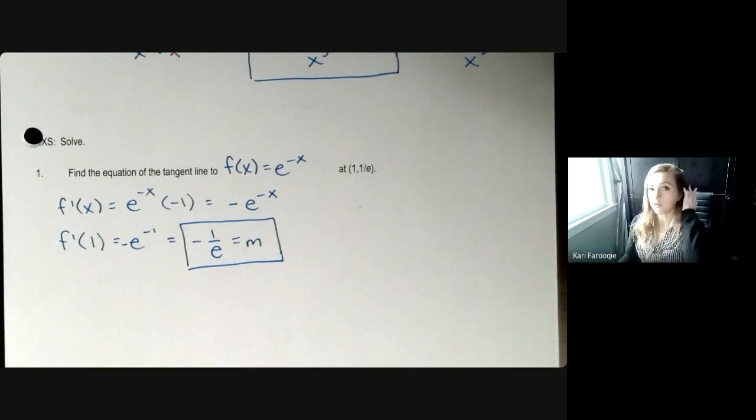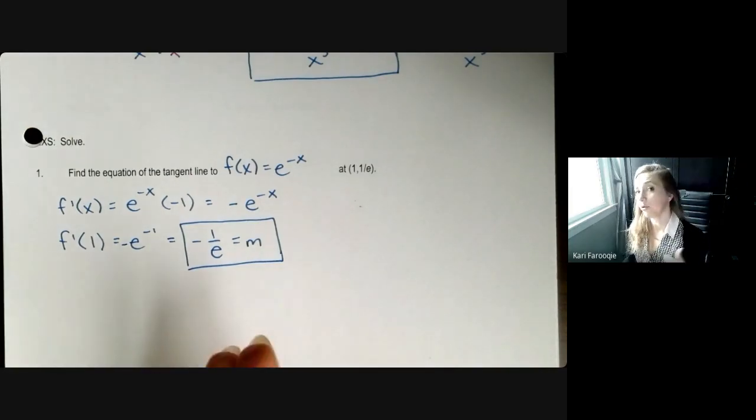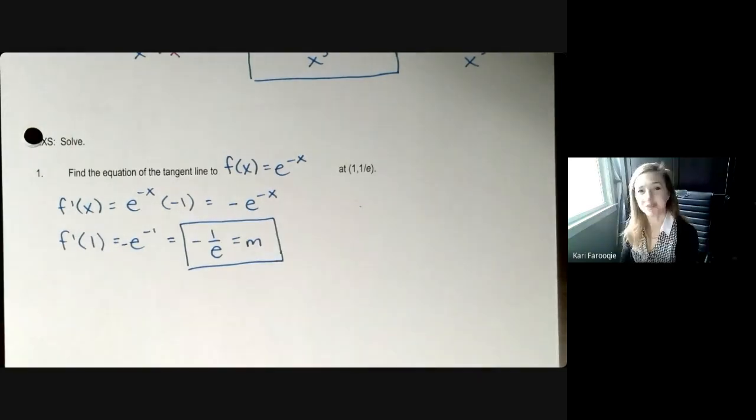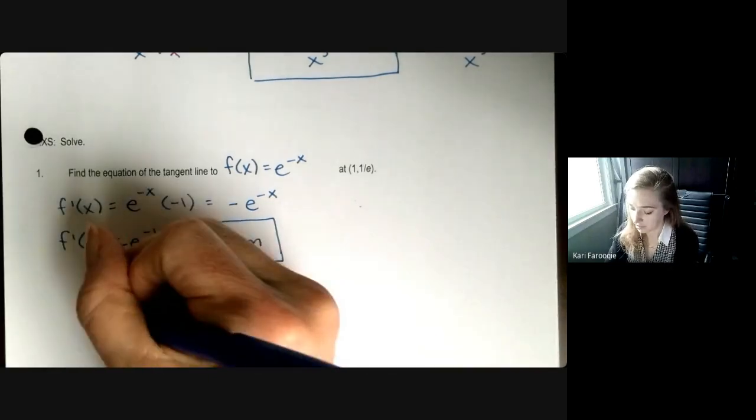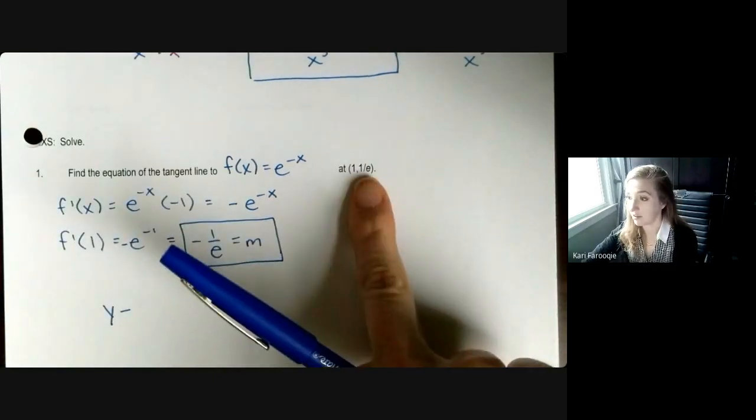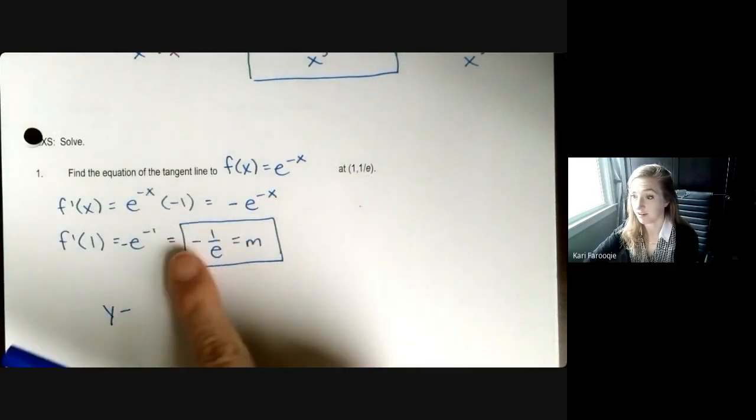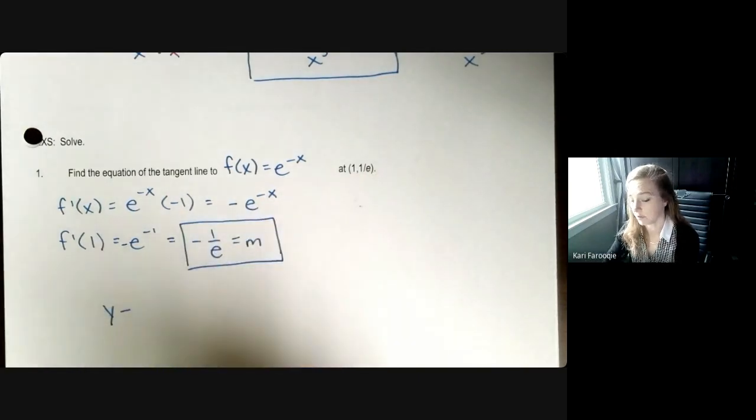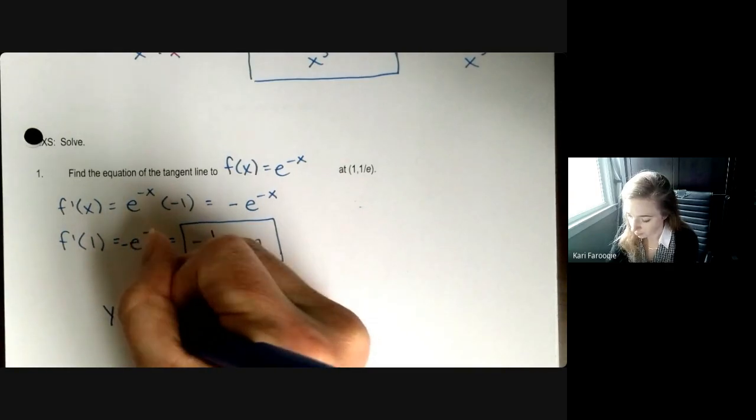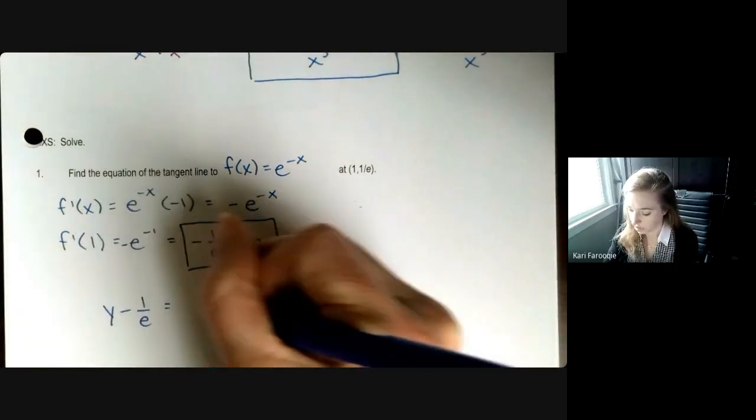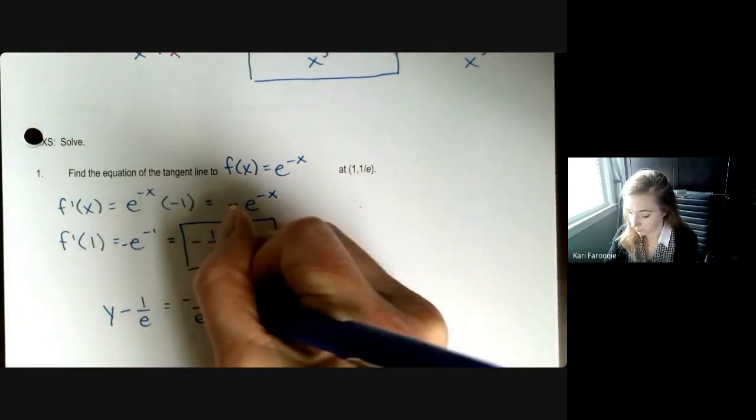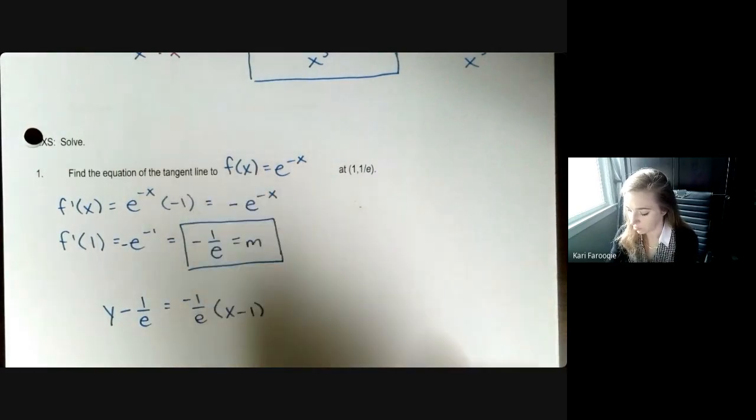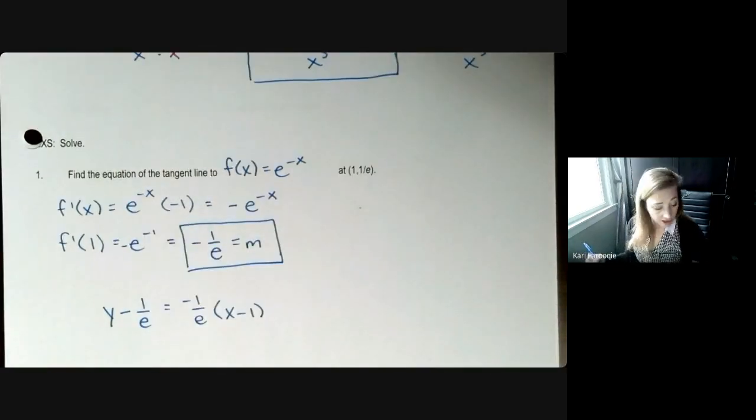So the two things I need to write an equation for a line are a slope and a point. Right now I have a slope, I have a point. I'm going to put those together with point slope form to write the equation of this line. So we have y minus y sub 1, which is 1 over e. That's another reason it's nice to have it in this form, so it matches the form that you're given. All right, equals m times x minus x sub 1. And then we'll simplify.